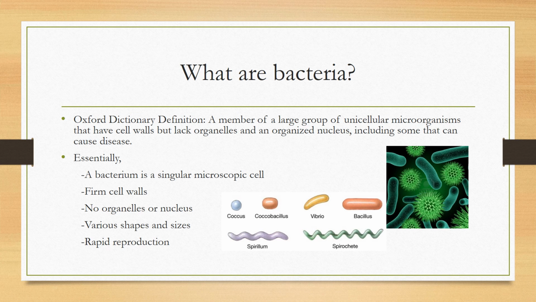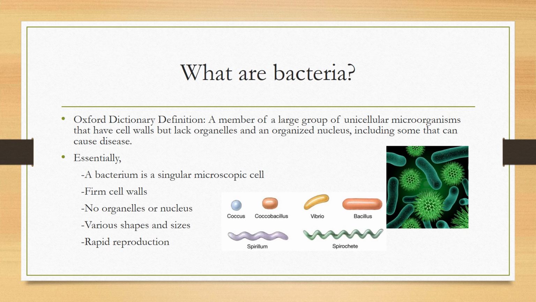So what are bacteria? The Oxford Dictionary definition is a member of a large group of unicellular microorganisms that have cell walls but lack organelles and an organized nucleus, including some that can cause disease. Those are the pathogenic bacteria, which we will be talking about later on in the presentation. That definition is very long, but essentially a bacterium is a singular microscopic cell.